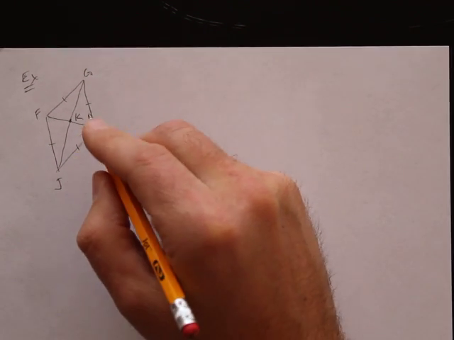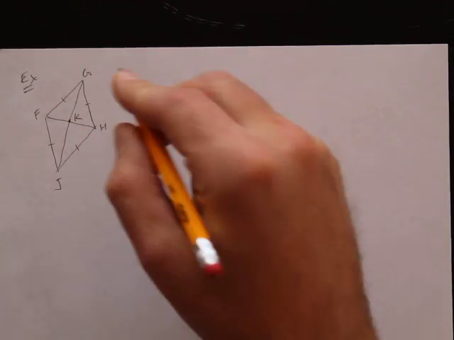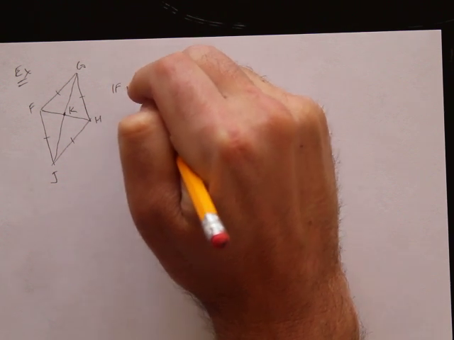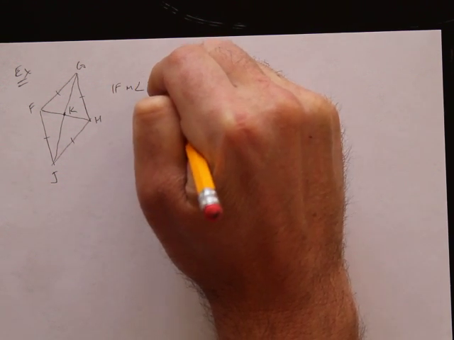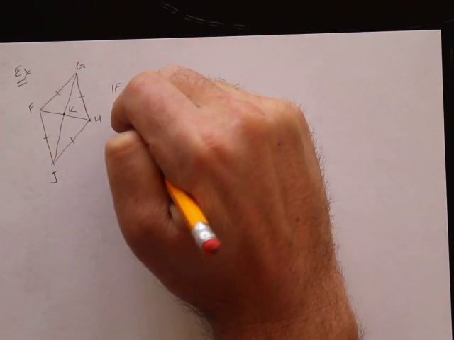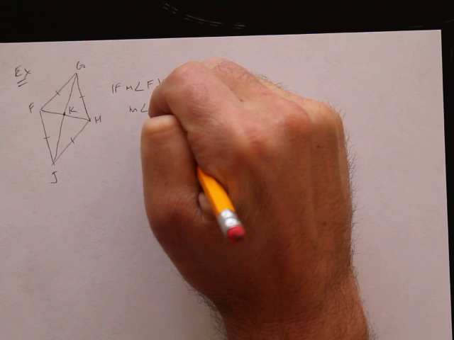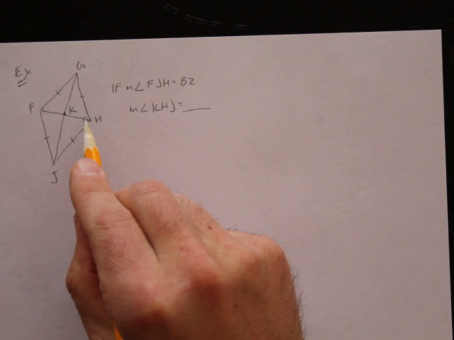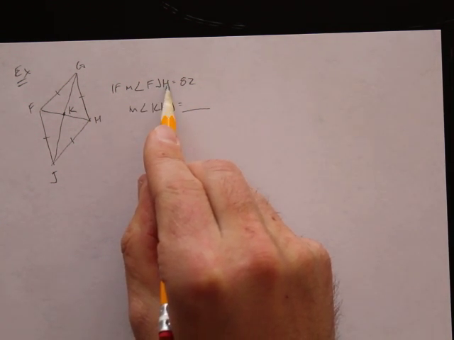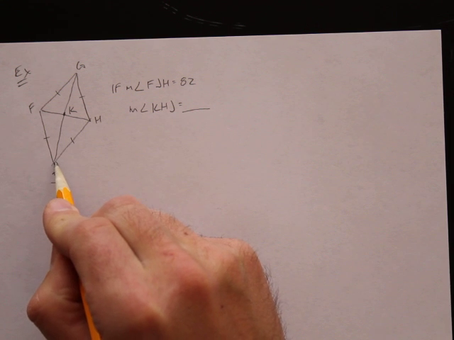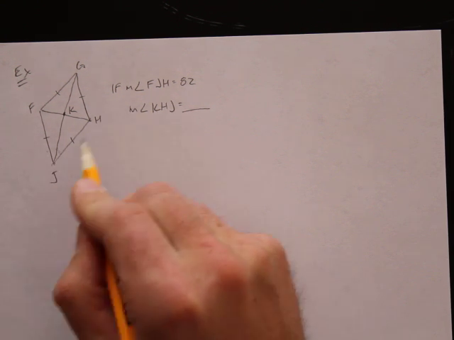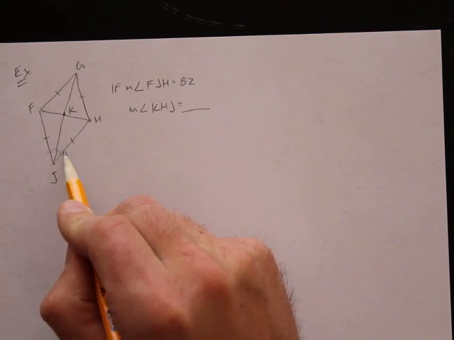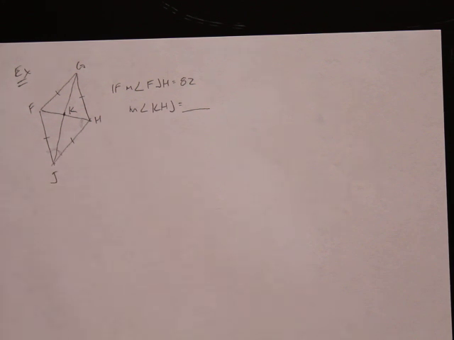Now, let's say the measure of angle FJH is 82 degrees, find the measure of angle KHJ. Okay, so if FJH is 82 degrees, that's this whole thing right here, is 82 degrees. I want to know what KHJ is. I want to know this angle right here.